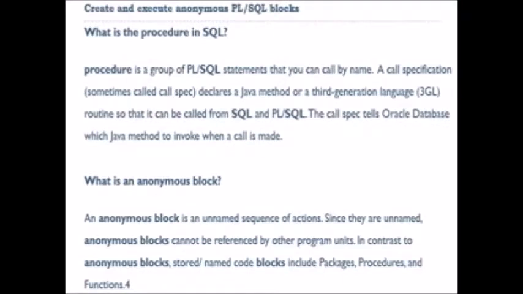The PL/SQL anonymous block. What is a PL/SQL anonymous block? A PL/SQL anonymous block is an unnamed sequence of actions. Since they are unnamed, anonymous blocks cannot be referenced by other program units, in contrast to stored named blocks. Stored named blocks include packages, procedures, and functions.